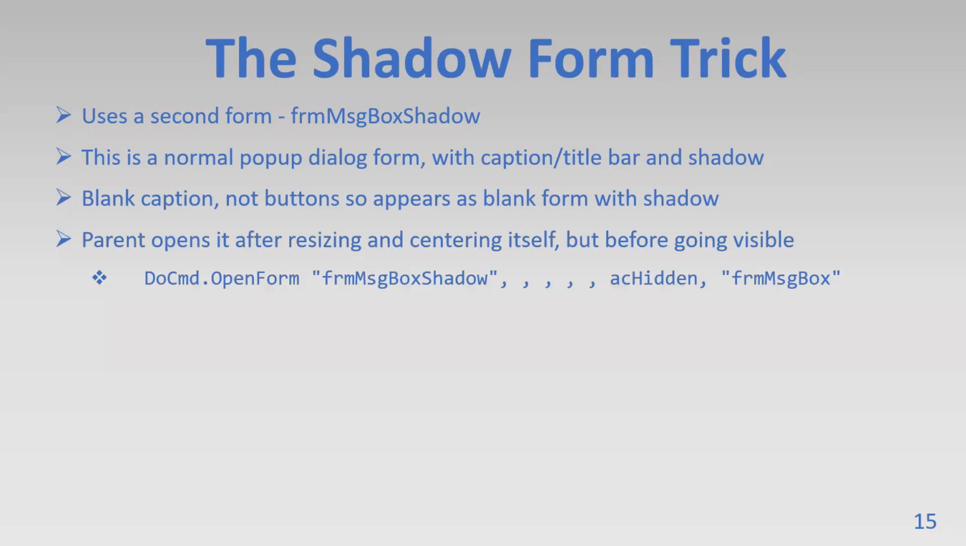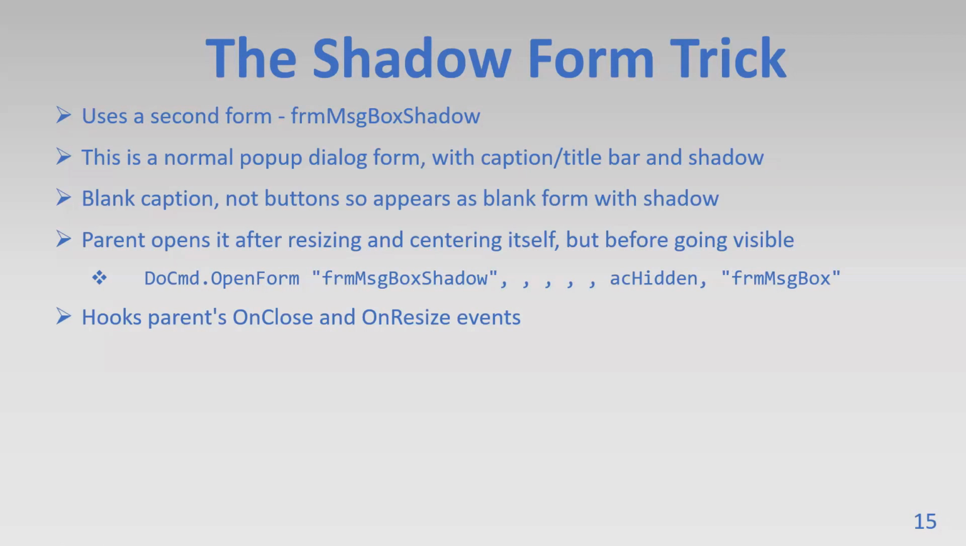The parent form, the message box form, gets its own act together in terms of what it's going to display while it's hidden. So it decides what buttons are going to display, where it's going to position the text, and what icon it's going to do. It does all that as a hidden form before it makes itself visible. And instead of making itself visible, it just opens this second shadow form, and it passes its own name as a parameter. So the shadow box form receives the parent form's name, and it's completely self-contained.